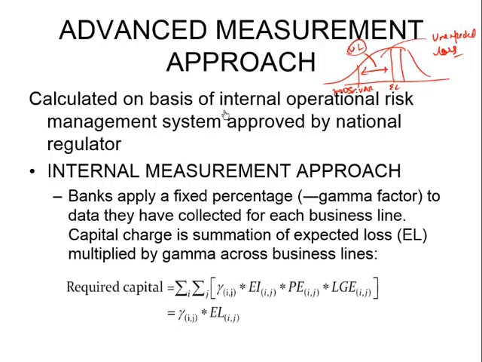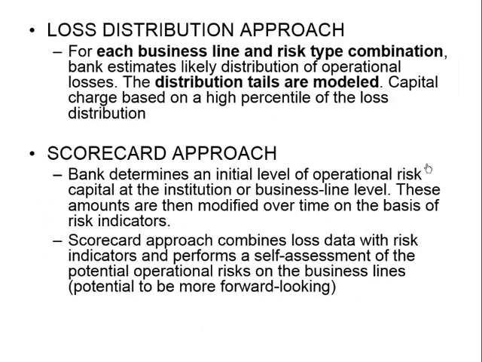So it's calculated on the basis of an internal operational risk management system approved by the national regulator again. So various approaches can be used by the banks. You don't need to know the details of these approaches. The internal measurement approach can be used. The loss distribution approach can be used. This is what we detailed in the operational risk review, wherein the severity distribution and the frequency distribution are specifically modeled. A scorecard based approach can also be used.